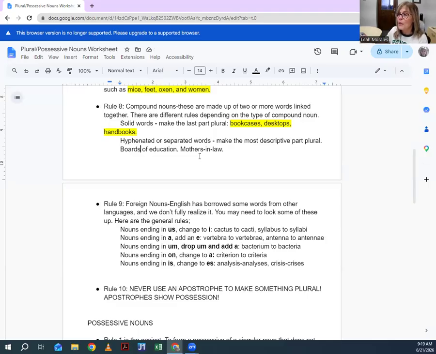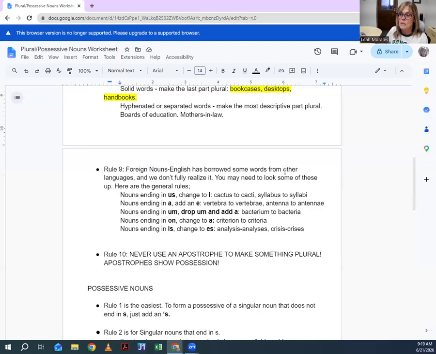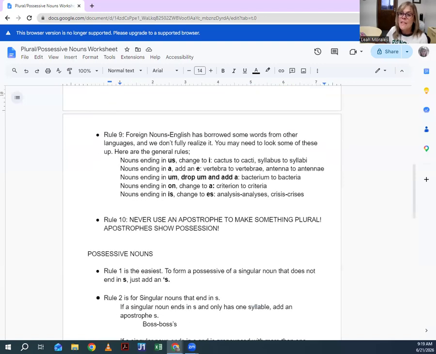Also, same thing with mother-in-law. You've got my mother-in-law, your mother-in-law, his mother-in-law, her mother-in-law, okay? Do we put in-laws at the end, mother-in-laws? No, it's mothers. Mothers-in-law, because that is the main descriptive part of that word, okay? Those can be complicated. You might want to look those up if you're really confused or it just doesn't sound right, okay?